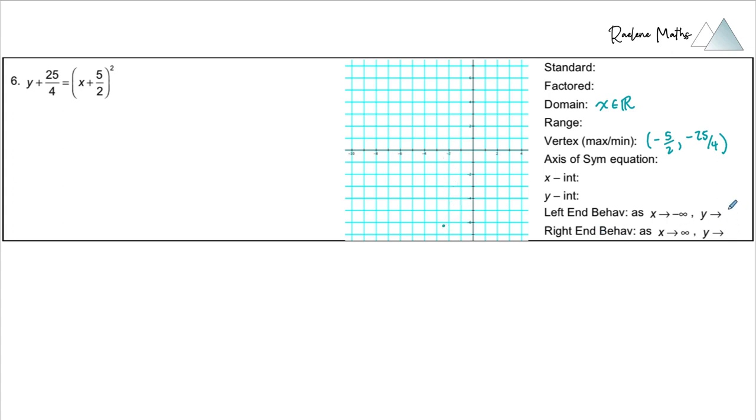And then we have that a is equal to 1, and so the parabola is concave up. We have not vertically reflected the parent graph, which means that as x approaches negative infinity or positive infinity, y goes in the same direction, which is up. Y approaches positive infinity. We have the axis of symmetry equation, which is x equals negative 5/2, and we have that the range is going to be y is greater than or equal to the y-coordinate of the vertex, negative 25/4. And we also have that the vertex is a minimum.